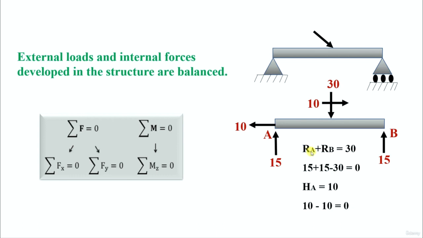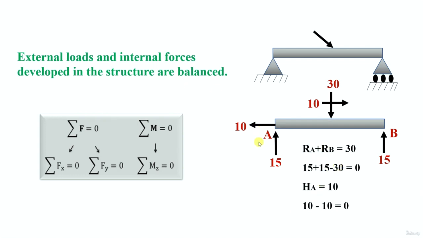If you see, the internal reactions RA and RB are 15 each. This is the external load, the total load. So the sum is 0 now. That means the downward forces and upward forces are cancelling each other. So now this is a balanced structure, and external loads and internal forces developed in the structure are balanced.